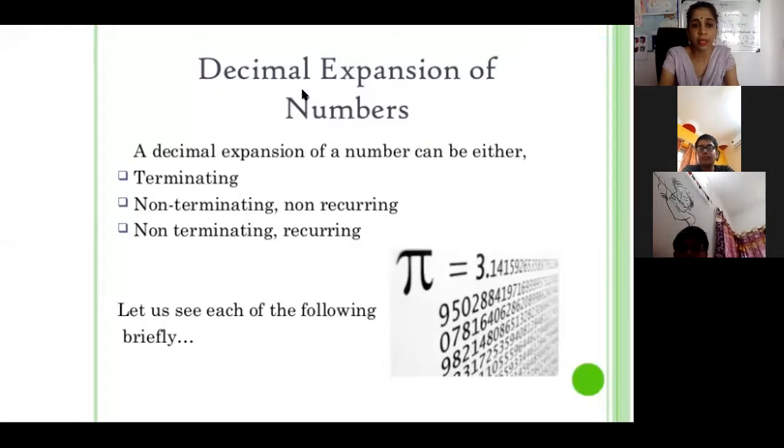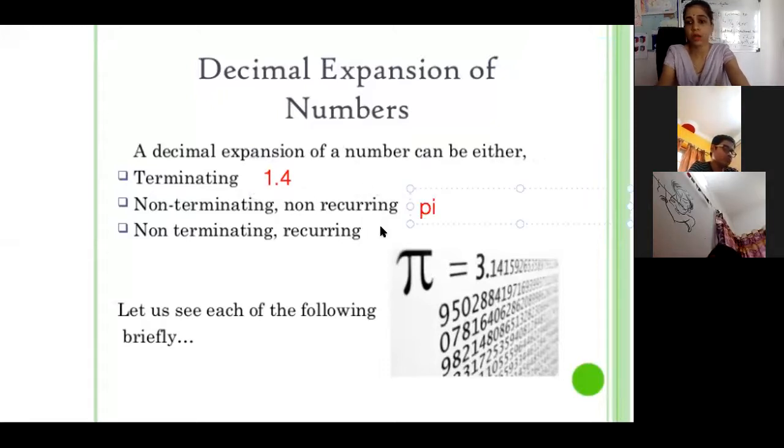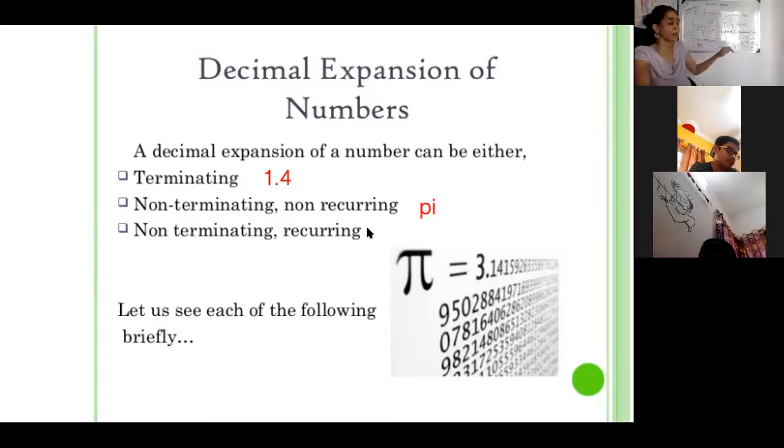बच्चे यहाँ पे आप लिखते चलिए. यहाँ पे आप terminating का एक example लिख लीजिए. Let me write it down for you people so that you will have some example. Terminating में you keep writing 1.4 is the terminating decimal digits. Non-terminating में it's the value of pi. It is non-terminating, it is non-repeating. Non-terminating बस reoccurring.